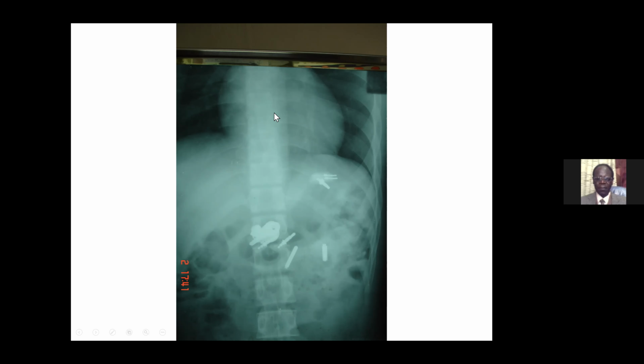This is a similar patient who had swallowed a coin. We are seeing it in profile. It was a 50 cents coin, but it looks magnified here. It has also passed the esophagogastric junction, so it is on its way out.